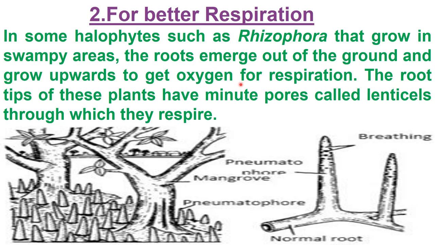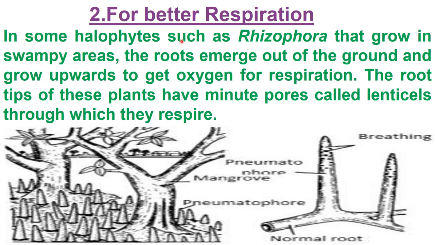So we can say, in which type of plants is this modification of root found for better respiration? It is found in some halophytes. What are these halophytes? These are the plants. Phytes means plants, okay. So halophytes are the plants which grow in swampy areas, because in these swampy areas, pores between the soils get filled with water. That's why no oxygen is available to the roots, and for better respiration, these roots emerge out from the ground and grow upward to get the oxygen for respiration, okay.